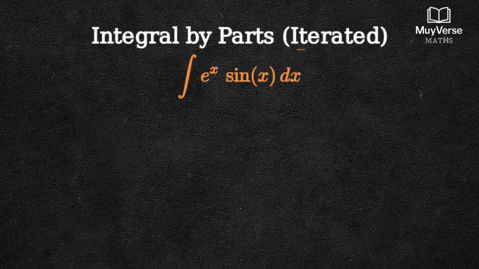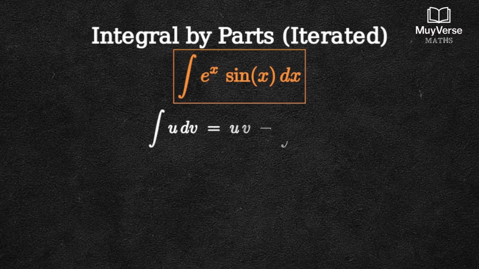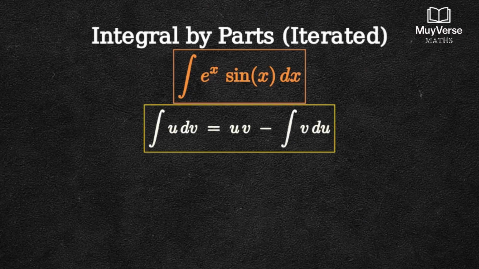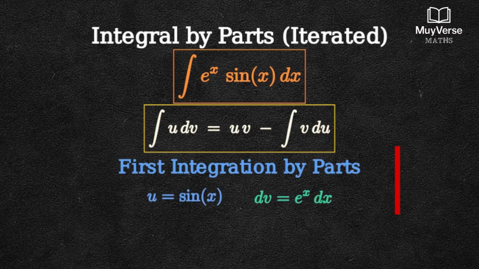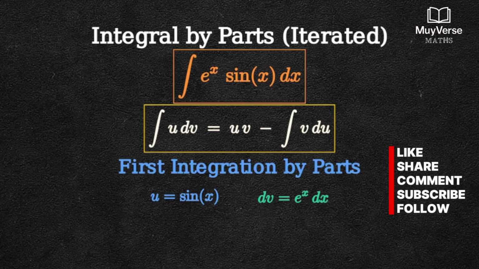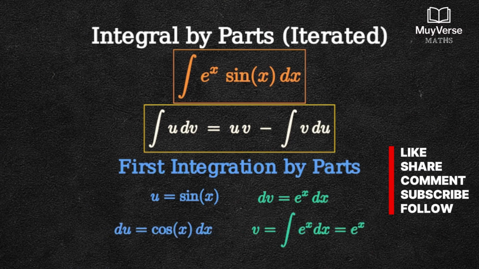The problem is, evaluate the indefinite integral of e to the x times sine x dx. First, recall the integration by parts formula. The integral of u dv equals uv minus the integral of v du. Now, first pass. Choose u equals sine x, and dv equals e to the x dx. Then du equals cosine x dx, and v equals e to the x.